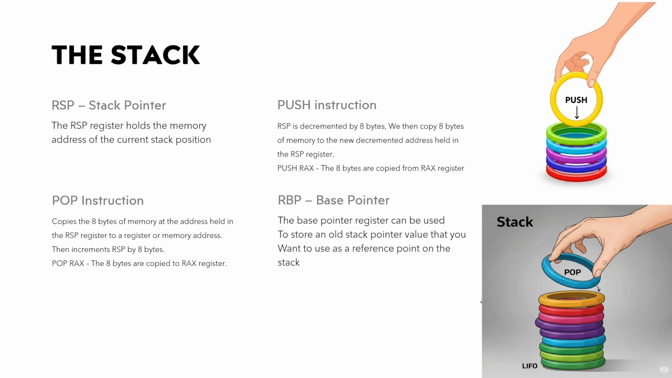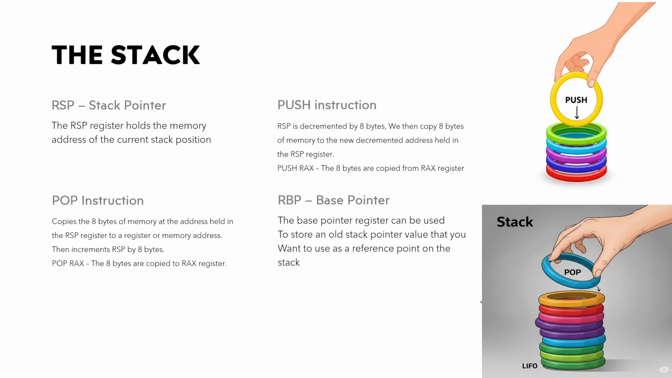You have the base pointer register. Now this can be used to store an old stack pointer value that you want to use as a reference point on the stack. I'll show you how to use that shortly. Then you have the push and pop instructions. So with the push instruction, this pushes a value to the stack, okay? How it does that, it decrements the RSP register by 8 bytes. This does assume you're on a 64-bit architecture and this is 64-bit code, okay? If you're writing 32-bit code, 32-bit programs, it gets decremented by 4 bytes, okay?